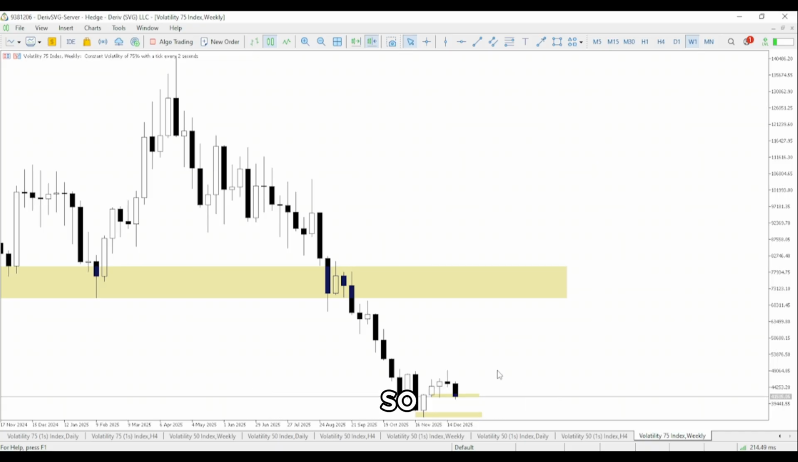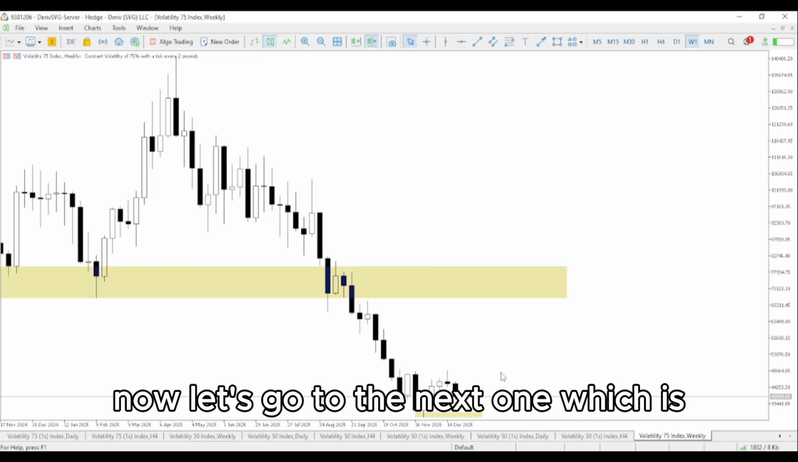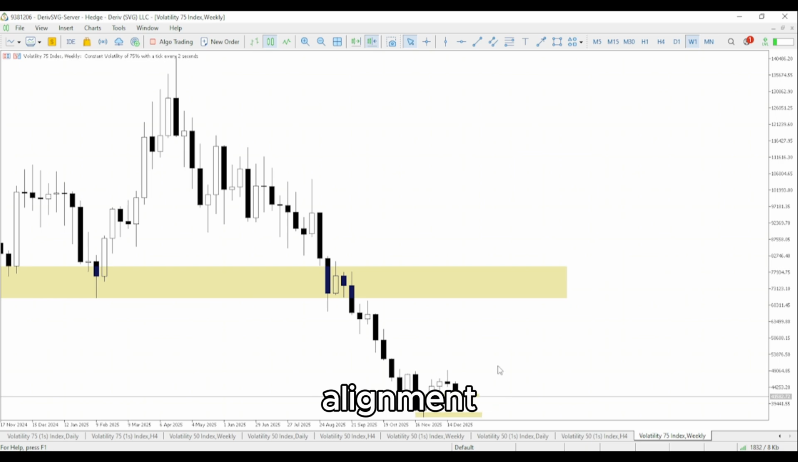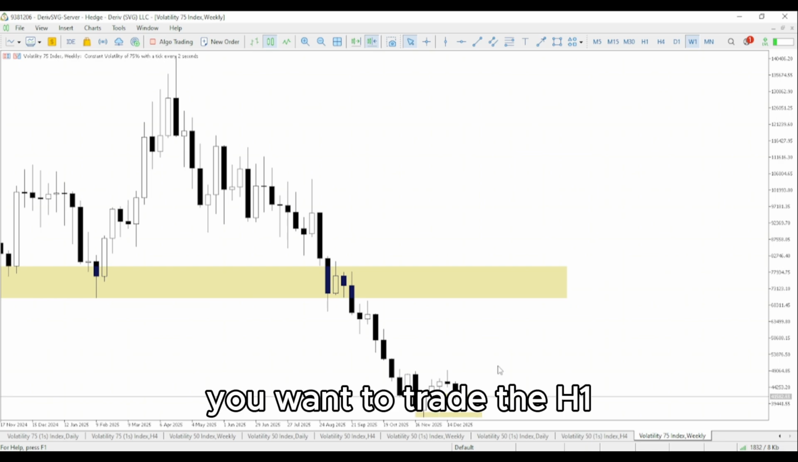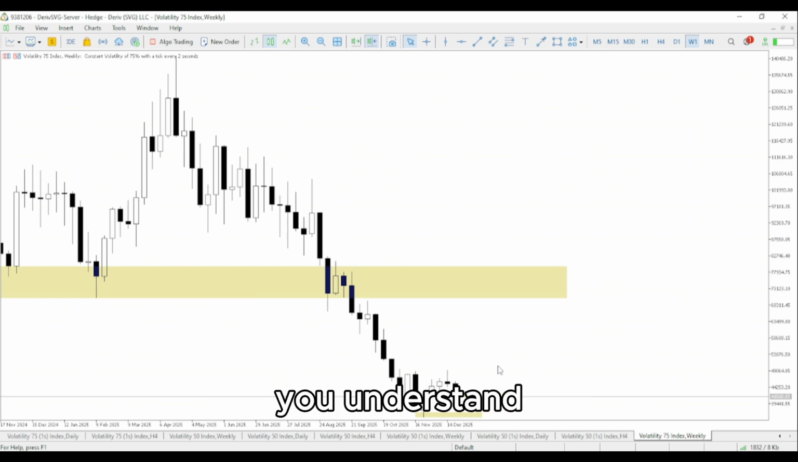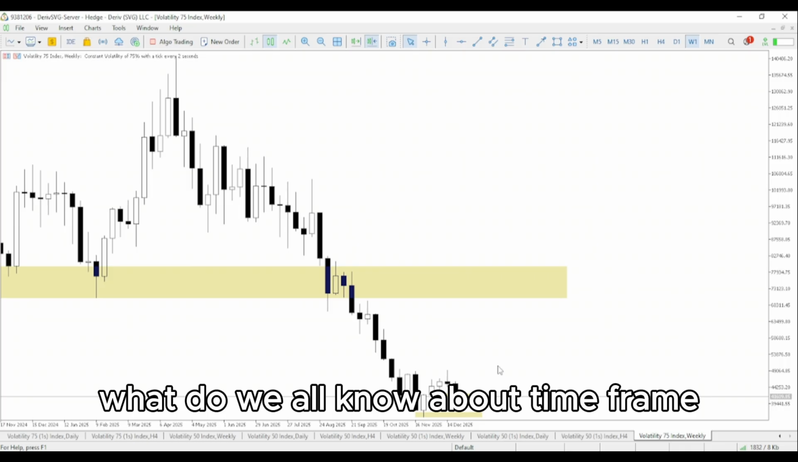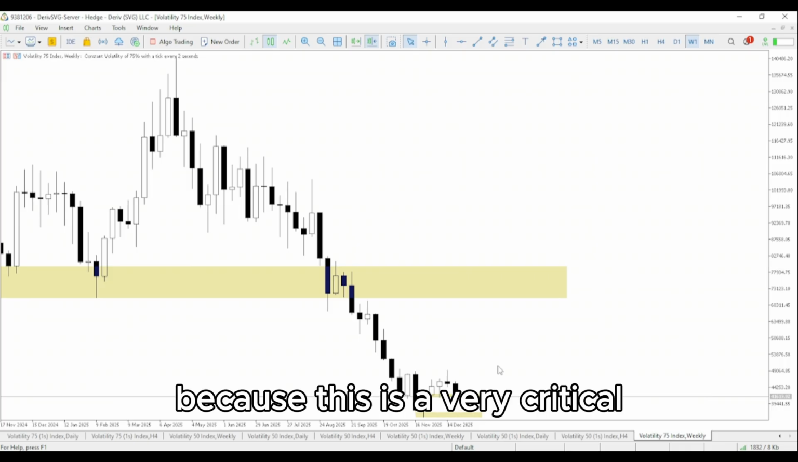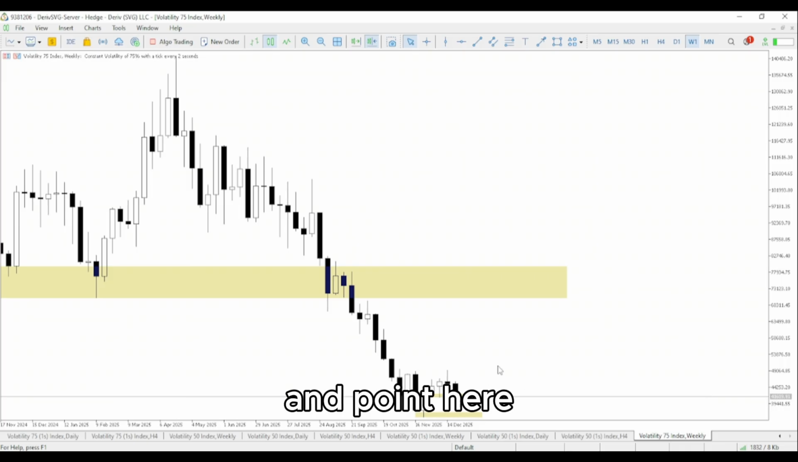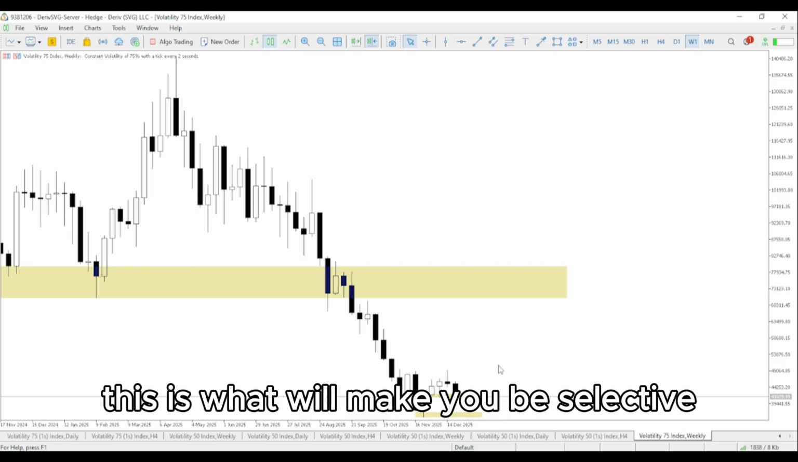You understand? So now let's go to the next one, which is time frame alignment. For example, you want to trade the H1 time frame. What do we all know about time frame alignment? Because this is a very critical point as a price action trader and as a swing and day trader. Time frame alignment is what will make you selective.